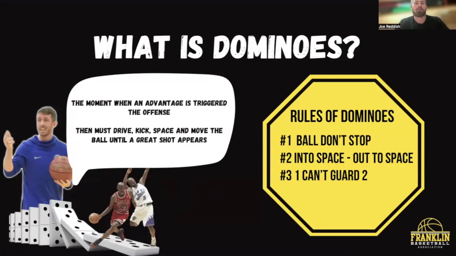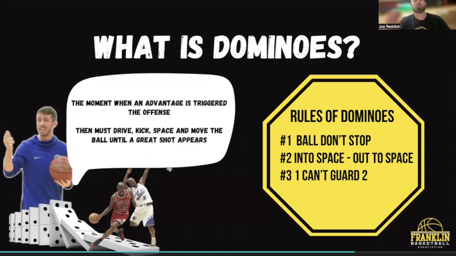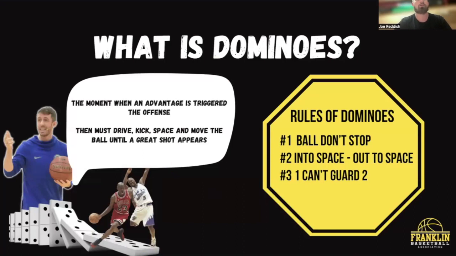This might mean that we drive and kick and drive and kick, then we pass and someone's wide open for a silver medal shot and we shoot that. We'll tie this in when we talk about shot selection. But it could also mean that I drive, kick, pass, and then someone gets a gold medal shot, which is a layup. Again, the first domino tips, and we want to keep them falling until we find a great shot. How do we do this? We follow the rules of dominoes. There are 3 rules to dominoes. Number 1, the ball can't stop.